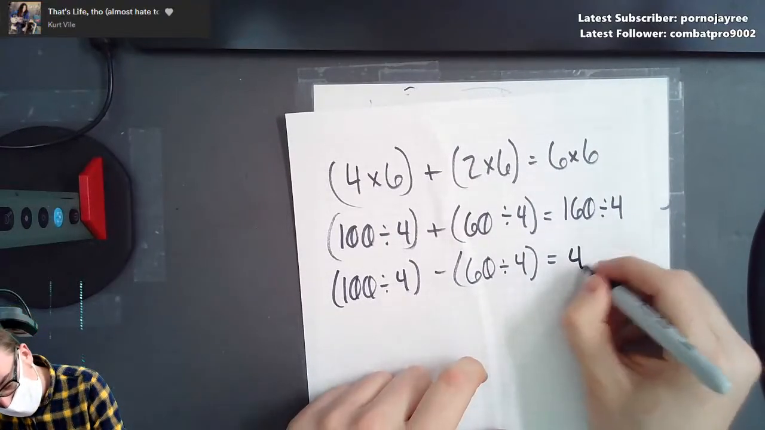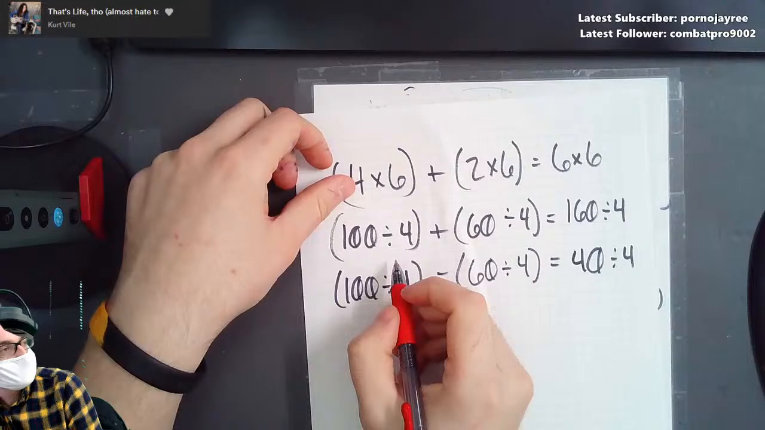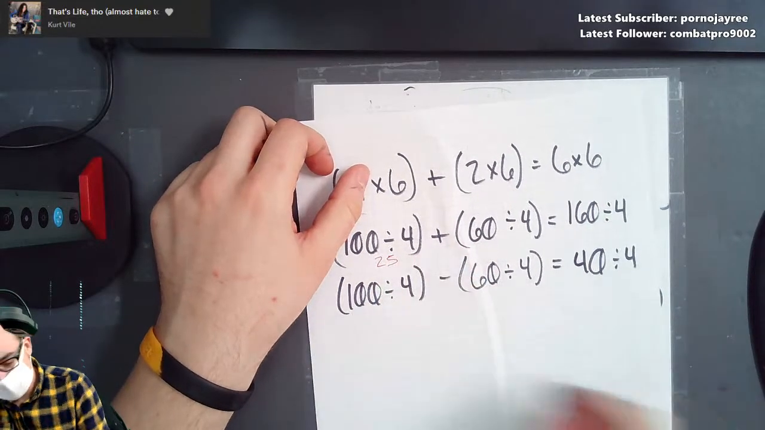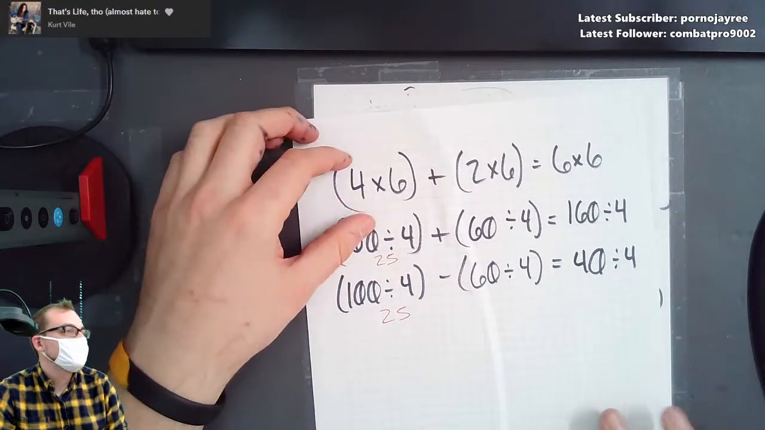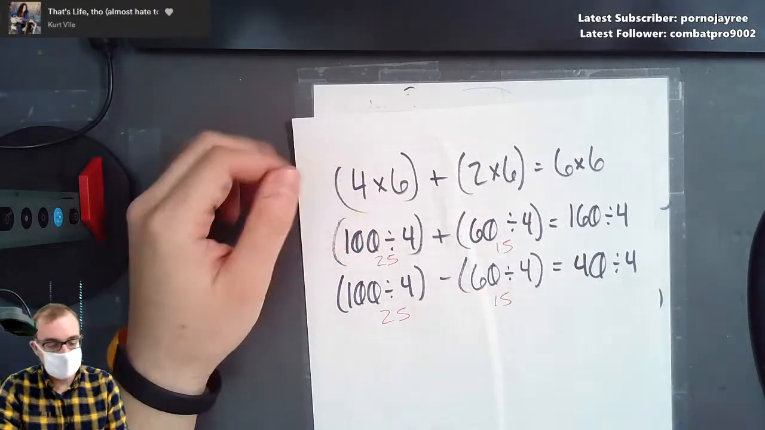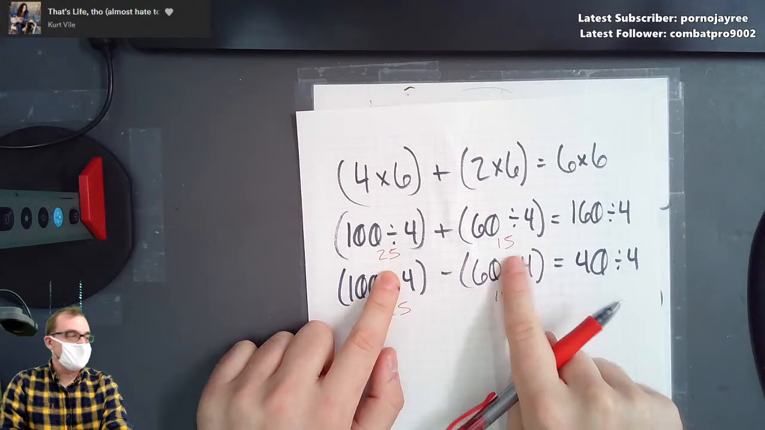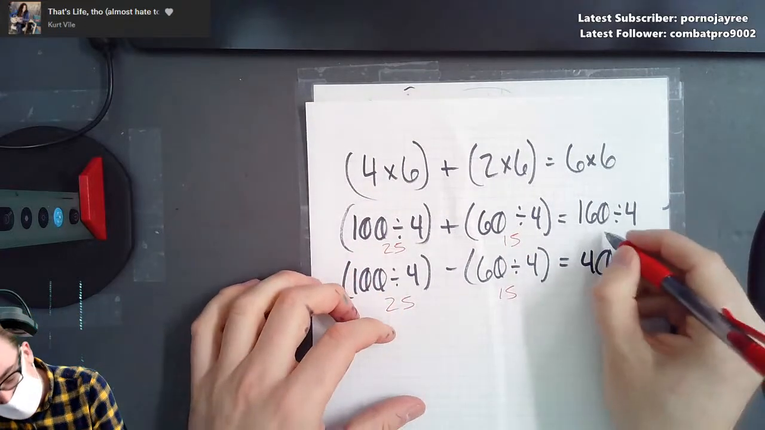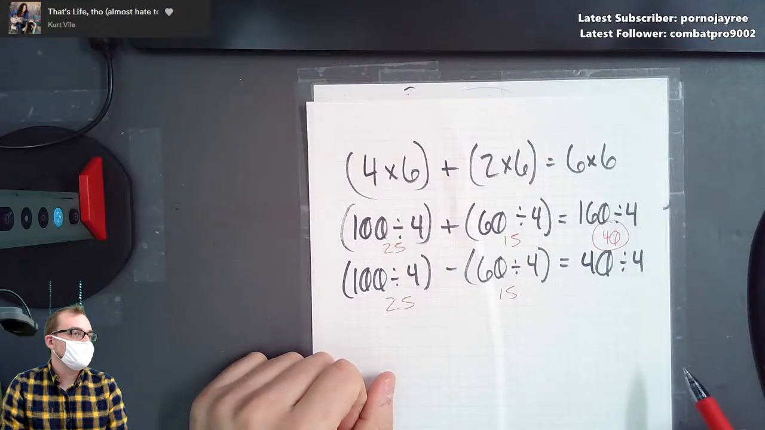40 divided by 4? Let's check it out. What's 100 divided by 4? 25. What's 60 divided by 4? Think on a clock. What's a quarter of 60? 15. 25 plus 15, how would you do that? Would you add 10 first and then 5, or 5 first then 10? 10 first, so 35, add 5 more, 40. That checks out. 16 divided by 4 times 10, 40.